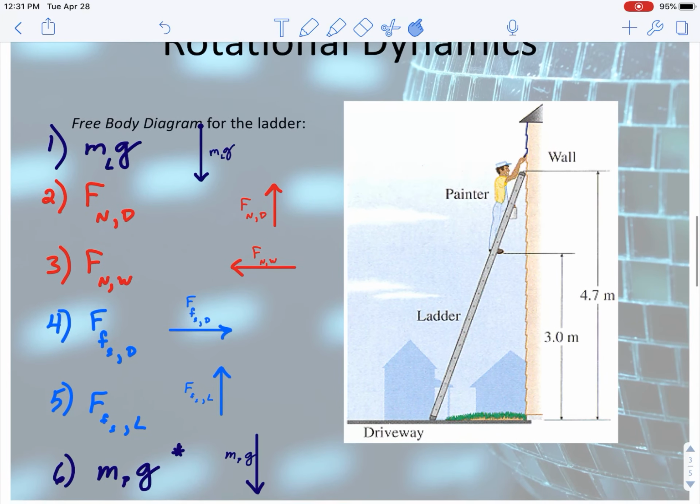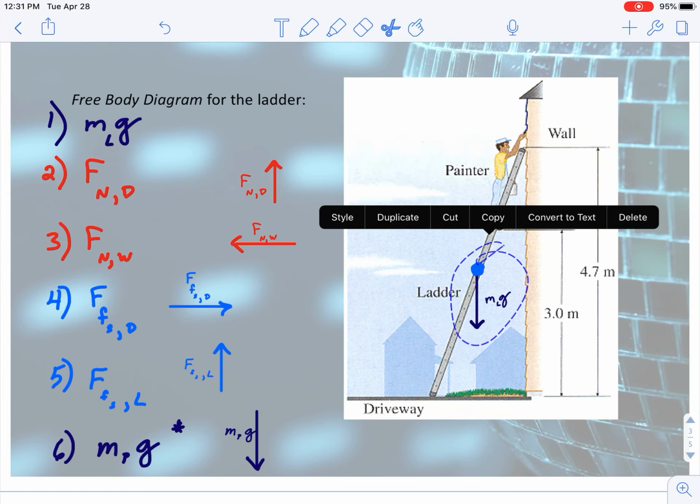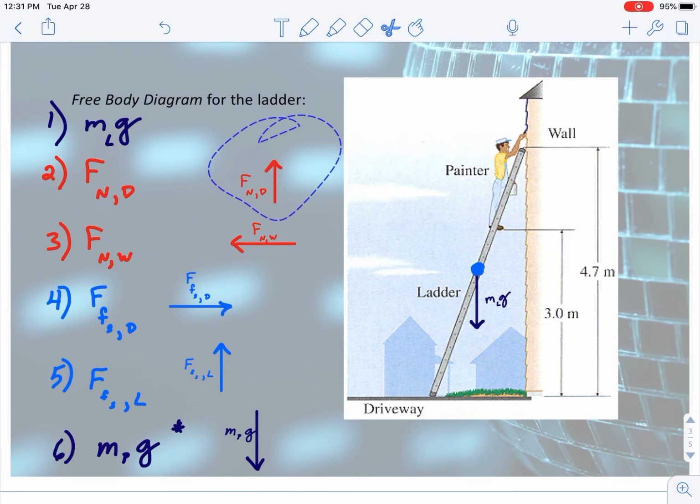Let's next do the free body diagram. All I'm going to do is take the different forces that I have drawn, and draw them coming from the center of mass of the ladder. So that's going to be approximately here, if we assume it's a uniform density ladder. Now let's start moving these forces to the proper location. And I'm just going to put them at the center of mass.